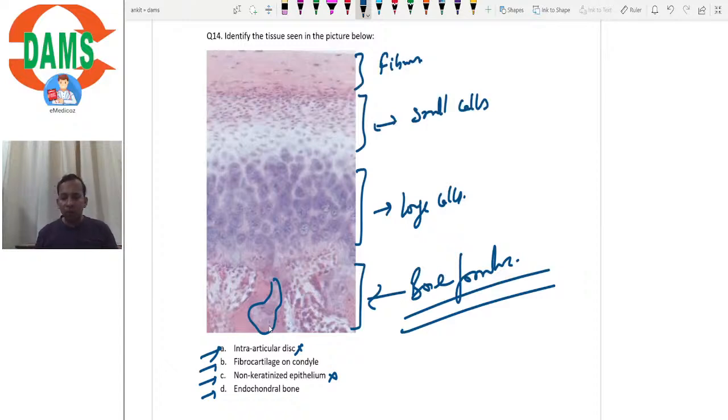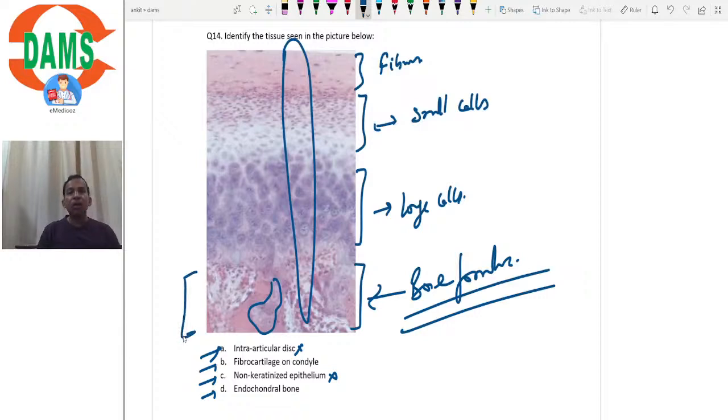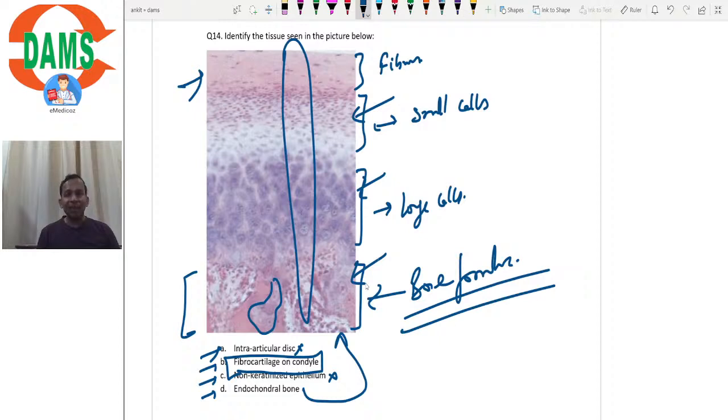So if we choose endochondral bone formation, it implies that in this entire thickness, bone formation has to be there. But bone formation is seen only in the lowermost region, isn't it? So endochondral bone formation is seen, but only in the lowermost region. Whereas this entire tissue represents the fibrocartilage on the condyle. So outermost is the fibrous layer, then the chondroblastic layer, then we have the zone of hypertrophy, and then we have the zone of calcification. So the 4 different zones of the fibrocartilage can be clearly appreciated in this diagram, right?